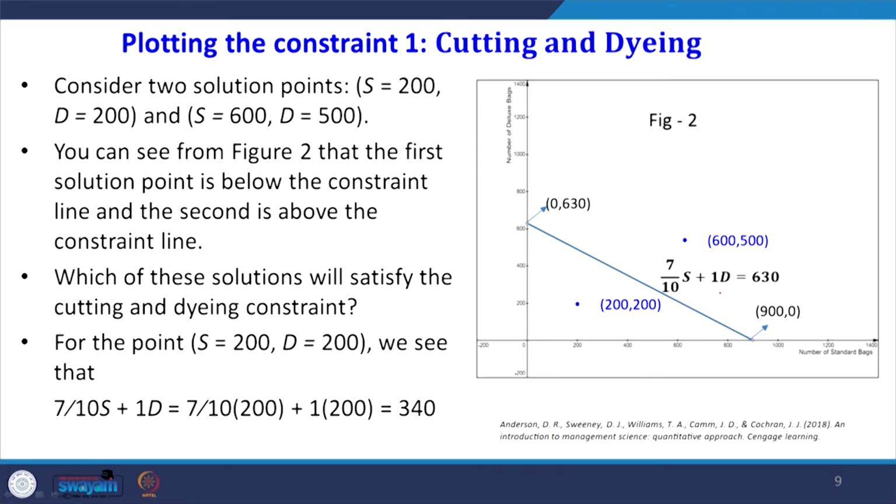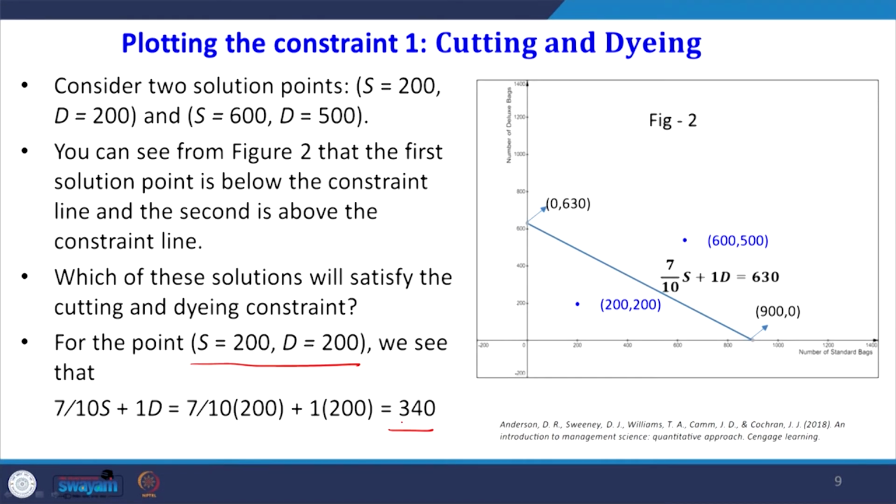You can see from figure 2 that the first solution point is below the constraint line and the second point is above the constraint line. Which of these solutions will satisfy the cutting and dyeing constraint? When you substitute S equal to 200 and D equal to 200, we get the value of 340.